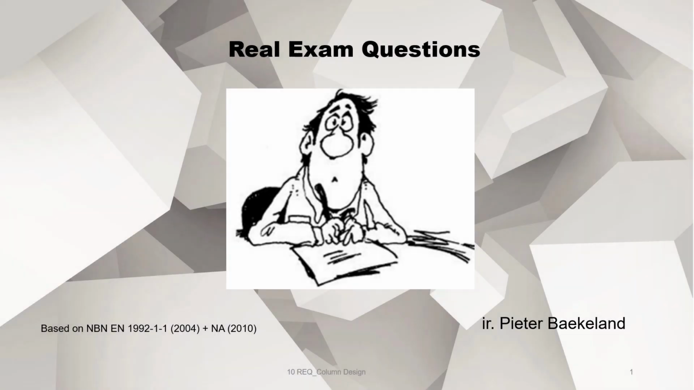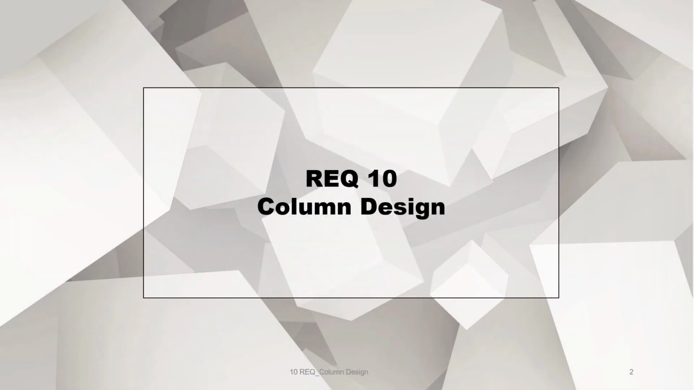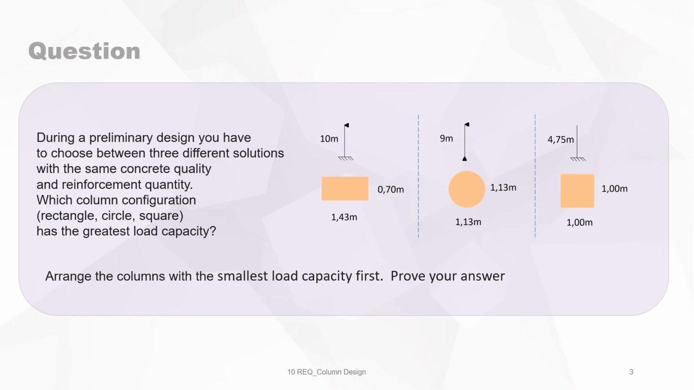Exam questions. This is question 10, column design. During the preliminary design, you have to choose between 3 different options with the same concrete quality and reinforcement quantity.